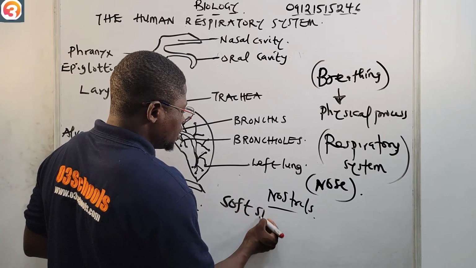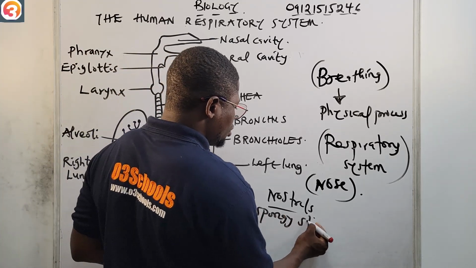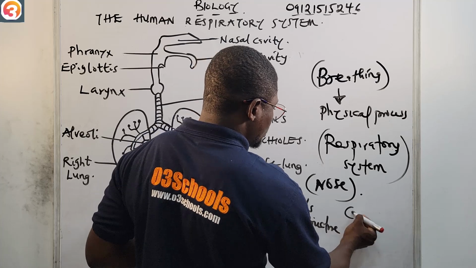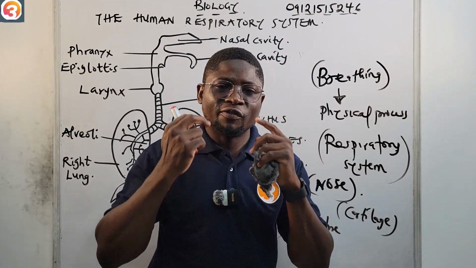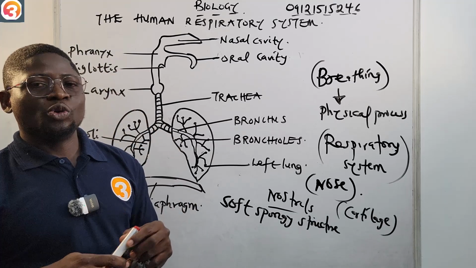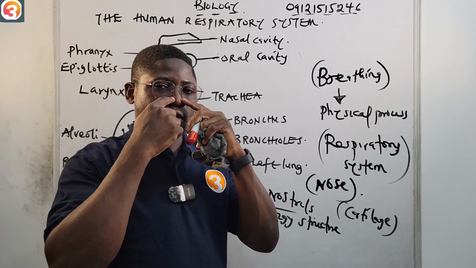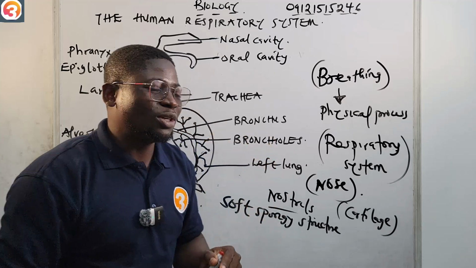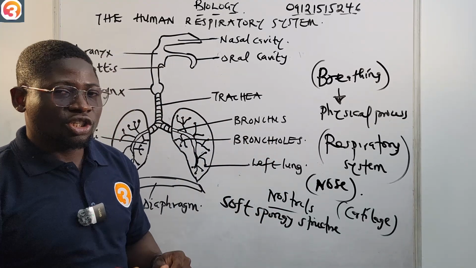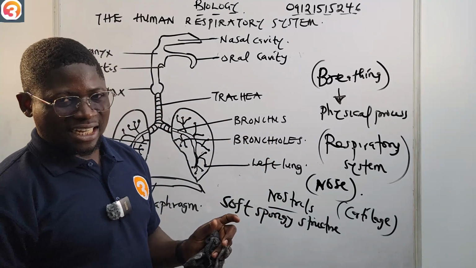And the nose is made up of a soft, spongy structure called cartilage. So the nose is made up of a soft, spongy structure known as cartilage. Touch your nose, it's very soft. Oh, my own is very, very soft. So the nose is made up of a very soft, spongy structure called cartilage.